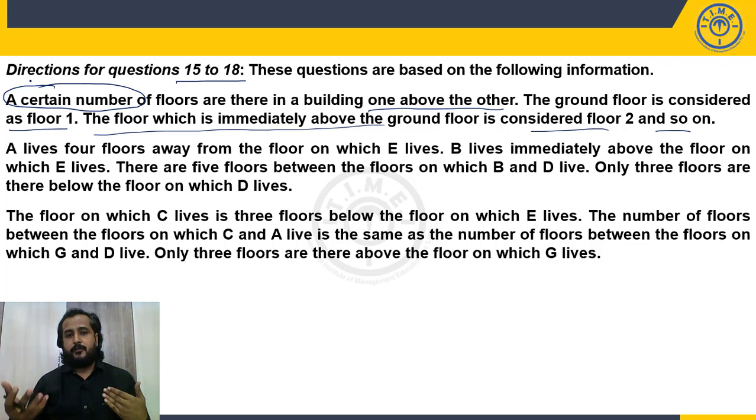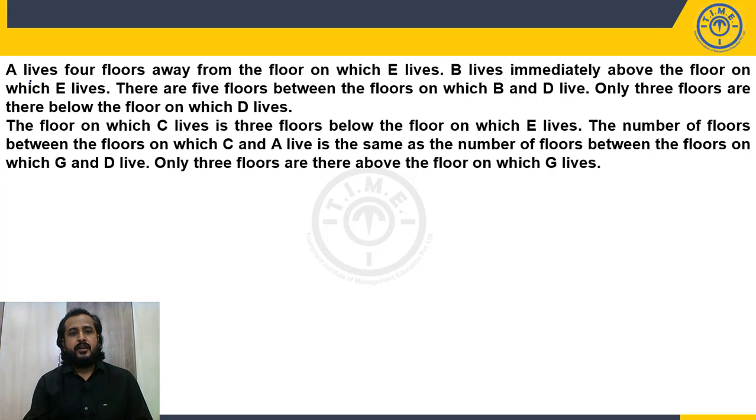Like unknown number of persons linear, unknown number of boxes. The way we did those questions, we have to do this in the same way. Because we don't know how many floors are there, we cannot freeze any number. So as and when we go through the information, we need to extend the possibility. We need to extend the arrangement. Okay. Now start from this.